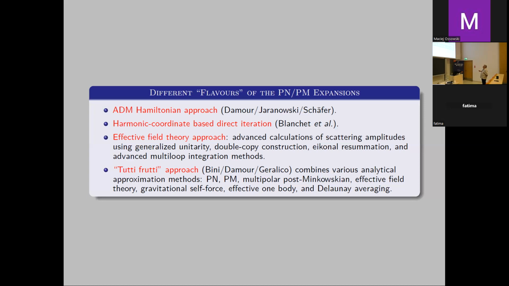an approach based on the direct iteration of Einstein equations in harmonic coordinates. This is the group of Luc Blanchet and his collaborators, also a very powerful group.